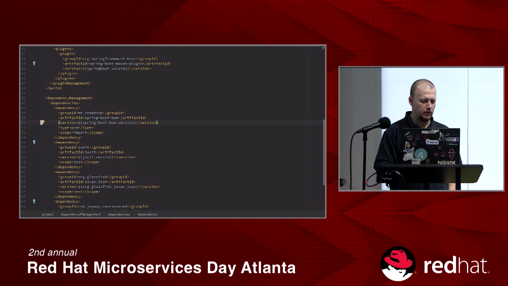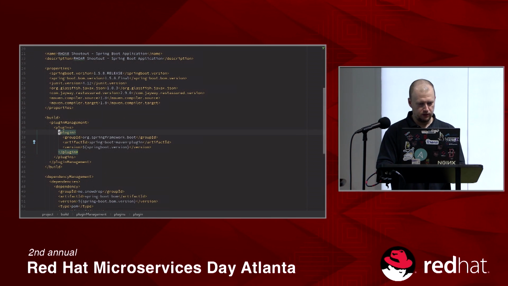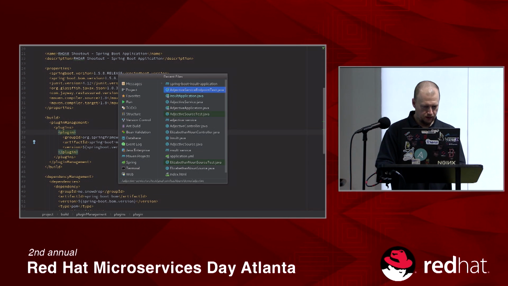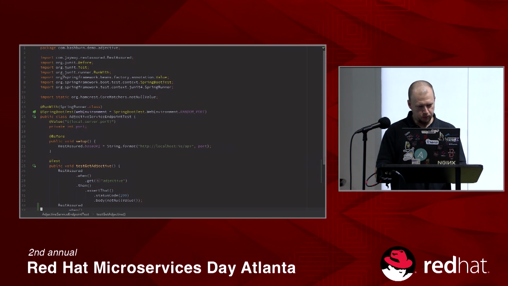So the first thing we have here is this main parent POM that's got some dependency management in it. It's using the BOM from Snowdrop, which gets us all of our cool Spring Boot stuff. We've got our Spring Boot Maven plugin. And then, let's see. So let's take a look at an endpoint test.